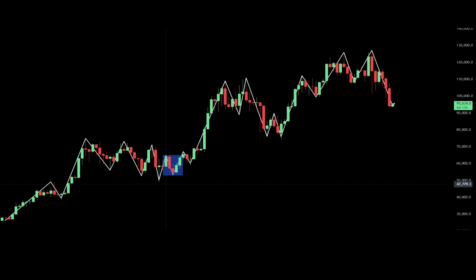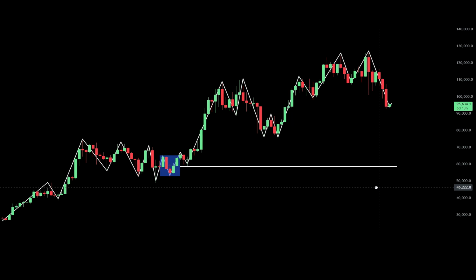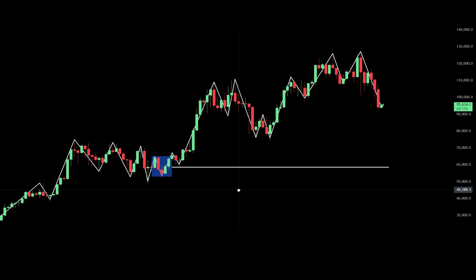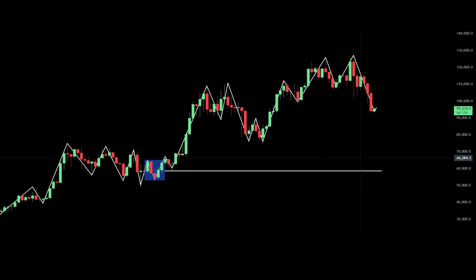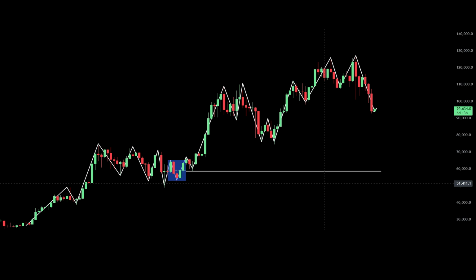Remember, once we've got the contraction box, we mark a line out the center. That becomes our expansion line. So this is one of the areas we can see. Are there any more? There's no more, but bear in mind, I'm on the weekly time frame.